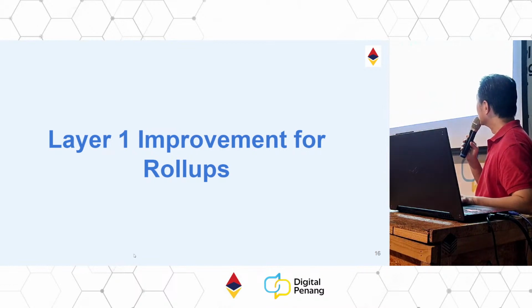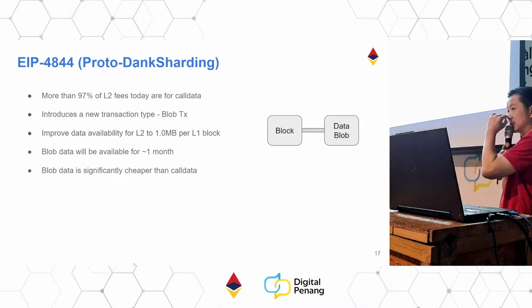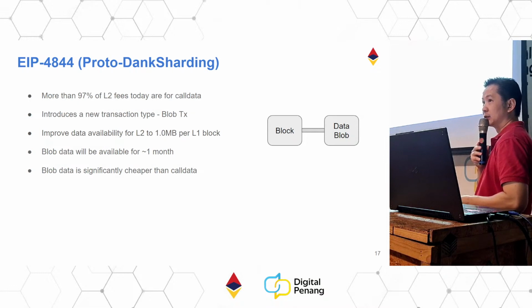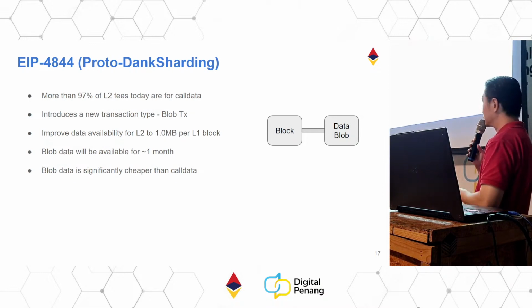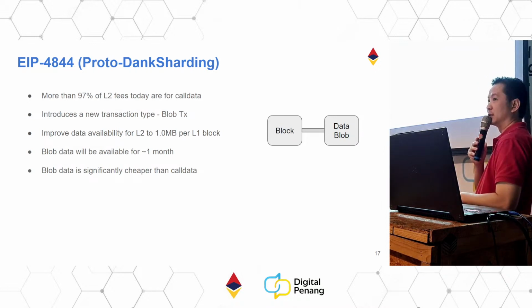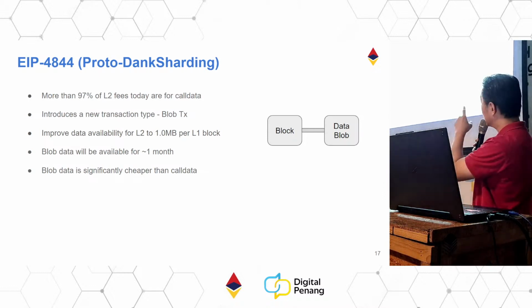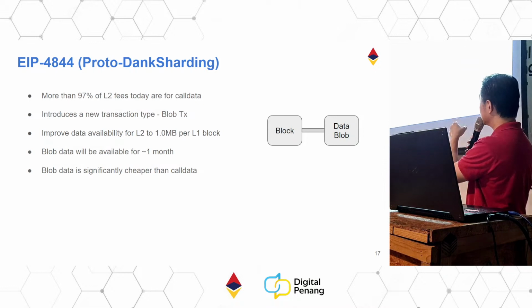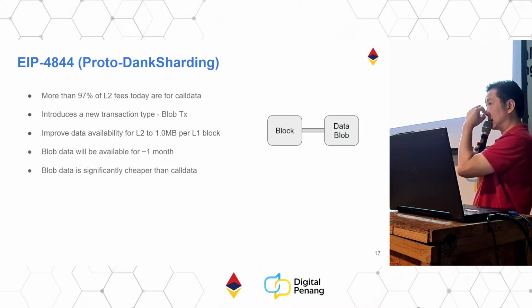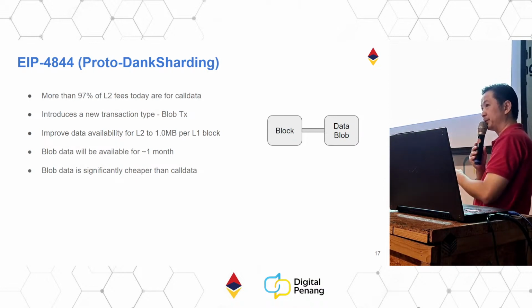Okay, so let's talk about some improvements. This is proto-danksharding. Just now I talked about how L1 changed the roadmap, right? They chose not to proceed with their ETH 2.0 roadmap. So what are they focusing on now? They are now focusing on enabling the rollup ecosystem. This is one of the efforts they are putting in. It is called EIP-4844, proto-danksharding. Proto-danksharding is just an intermediate milestone toward full danksharding, right?